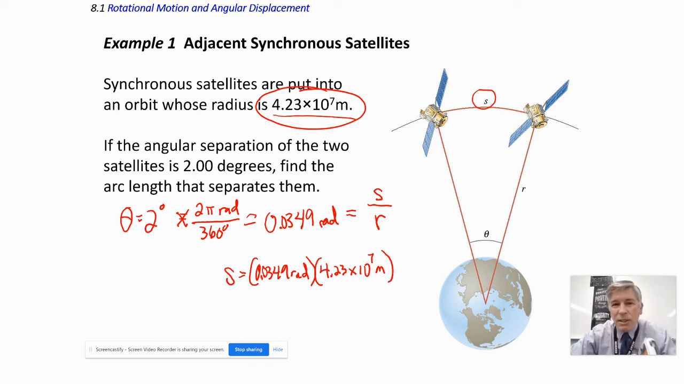Now, the radian is a weird unit. It's a unitless unit. So when you multiply, we don't get radian meters or meter radians. We just drop the radian and end up with meters. So if I multiply this by 4.23 times 10 to the 7th, I get 1.48 times 10 to the 6 meters. Ta-da! Just a little bit of an idea with angular displacement.